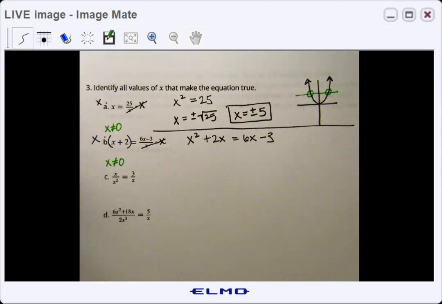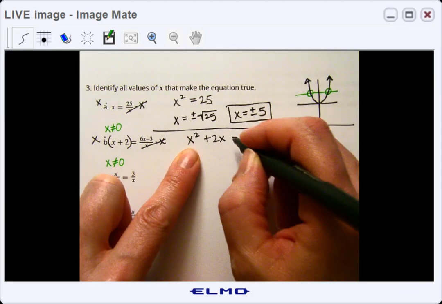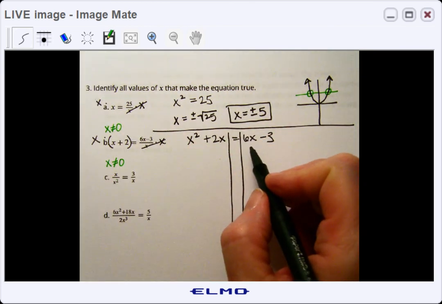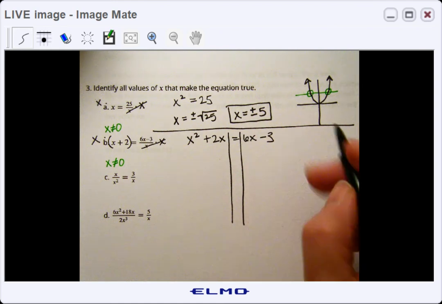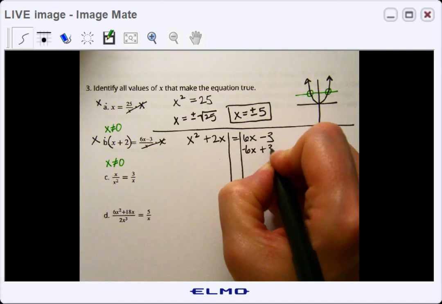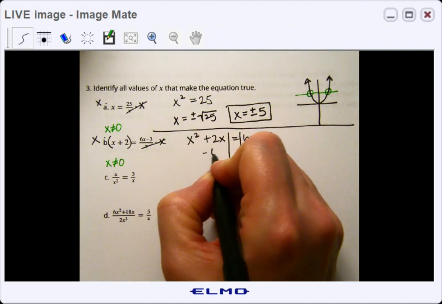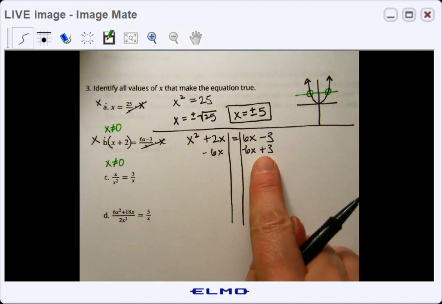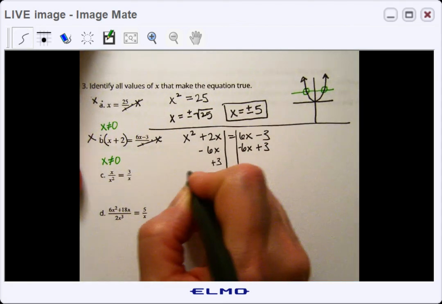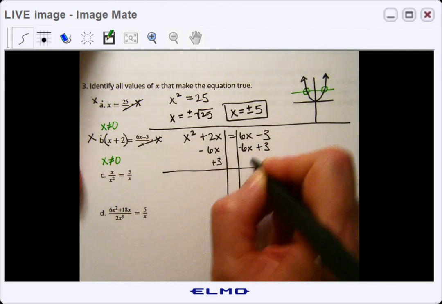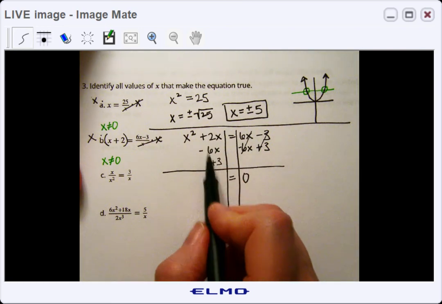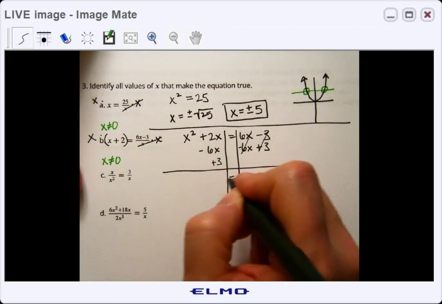So again, we have a quadratic because this starts with x squared. And so we're going to move the 6x minus 3 to the other side using the opposite operation. So minus 6x and plus 3. And minus 6x can go right there. There isn't a constant. I'm just going to write the plus 3 right here and then write out the rest of the equation. This is 0. X squared, that will be minus 4x and then plus 3.